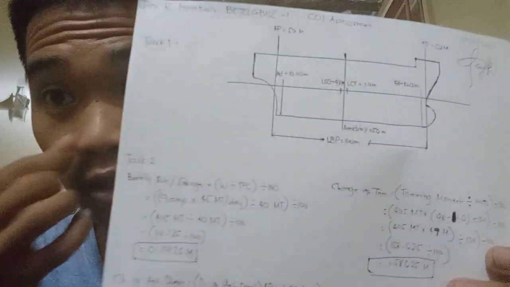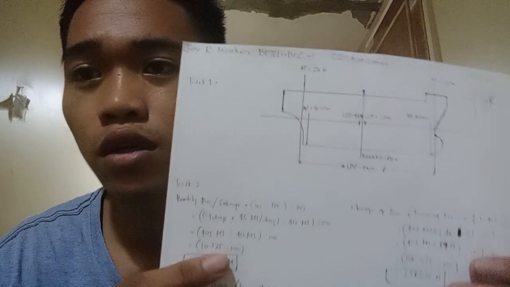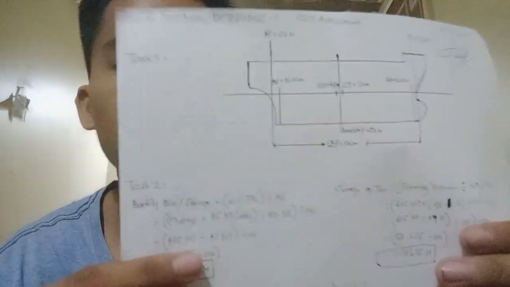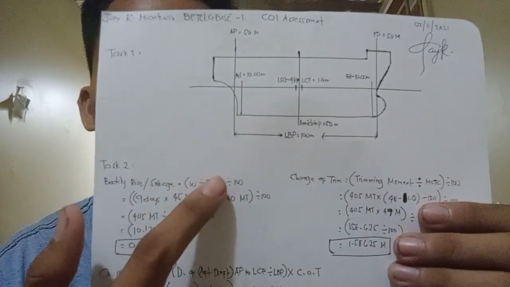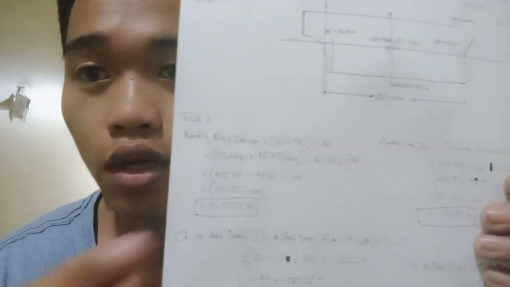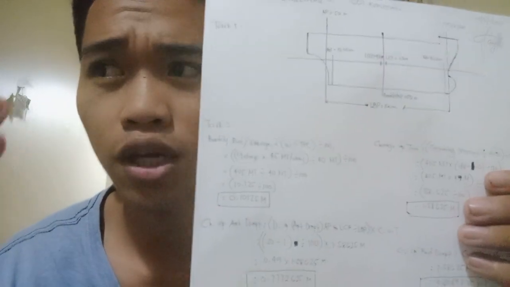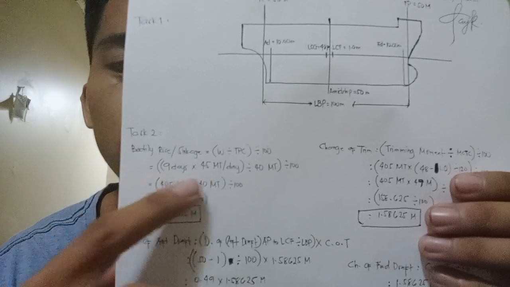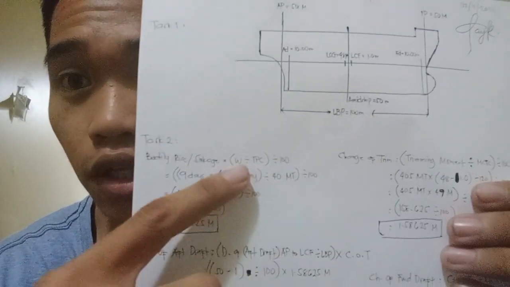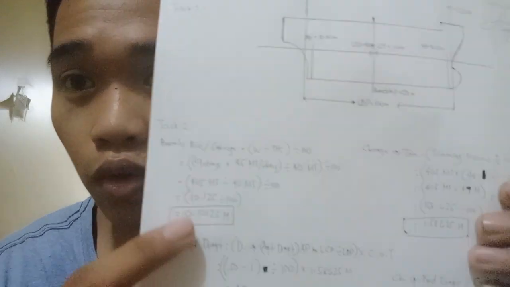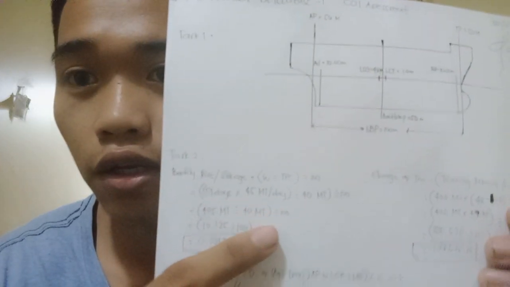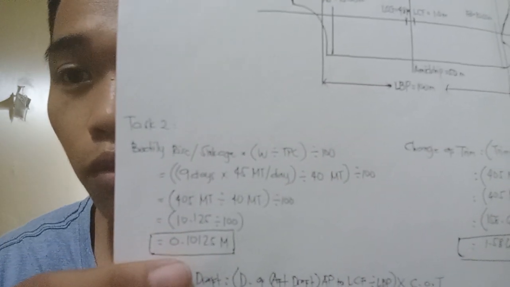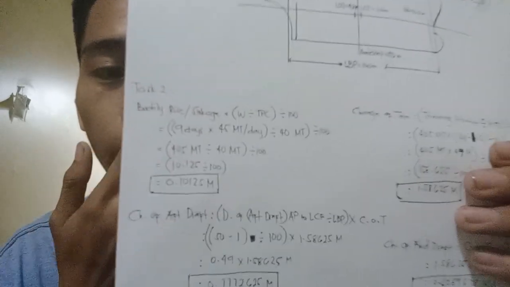And in task 2, calculating the bodily rise or sinkage. In getting the bodily rise, weight divided by TPC divided by 100. I calculate the days, the nautical miles and knots, and it turns 9 days, times 45 times the TPC, the 40 MT and the 100. So 405 MT divided by 40 MT divided by 100 is equal to 0.010152 meter.